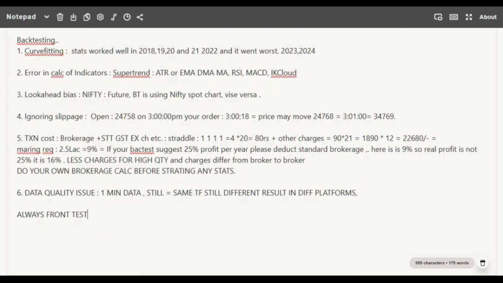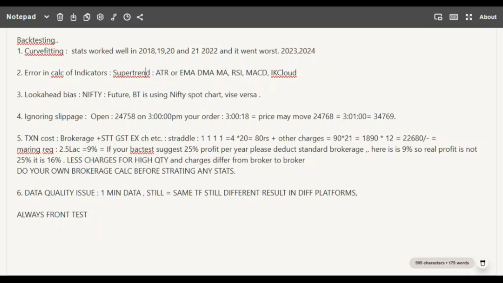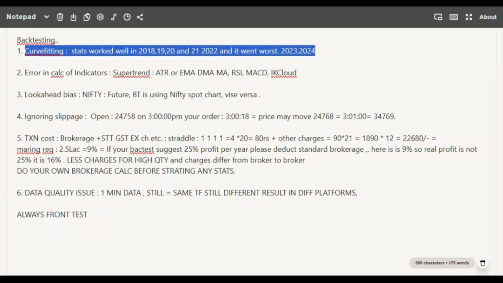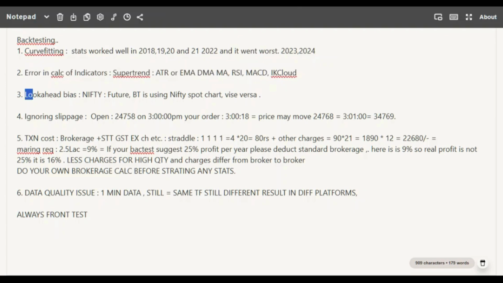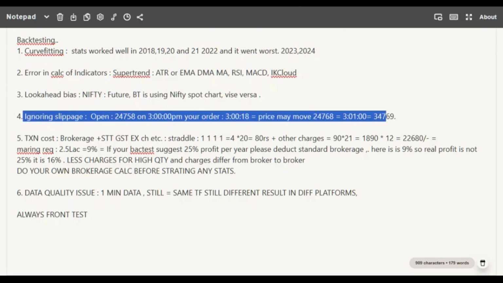Backtesting is not bad. I am not downgrading anything, but you have to see all these issues. There is something you cannot see, but this is something you can check. This is something you should check. It is stupidity if you are not checking. This is something you should always check.